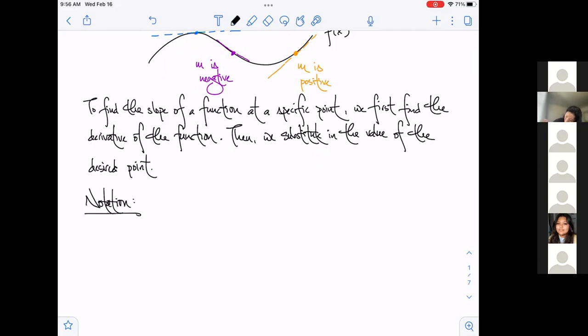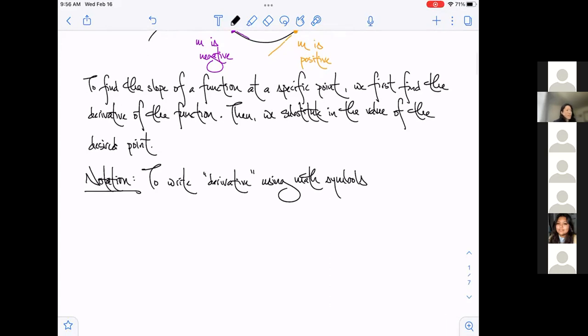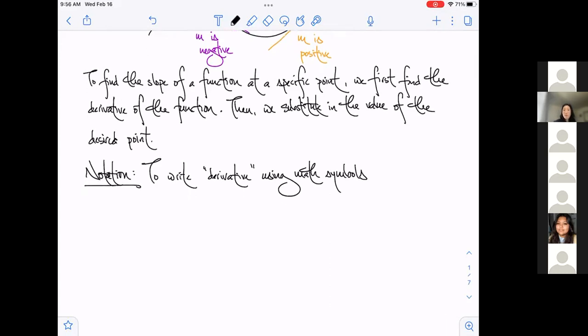All right, so some notation. To write derivative, not using a full word derivative. To write derivative using math symbols, we have, I would say, these are the four most popular ways.